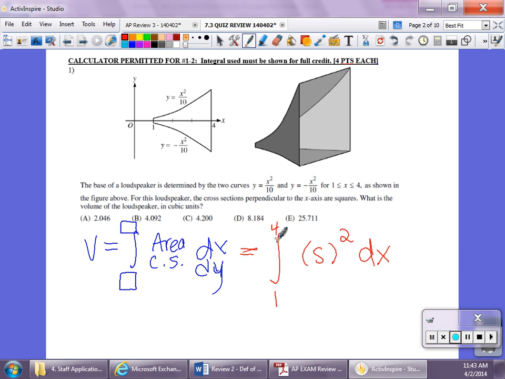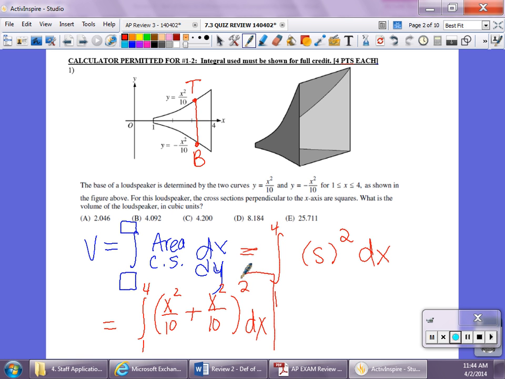Then your s, you figure that out by coming over here, drawing your segment. So this creates the square. If you want to draw the square, there it is. You don't need the whole square. How do we label this? Top and bottom. So your answer becomes the integral from 1 to 4 of the top function, which is x squared over 10, minus the bottom function, which happens to be negative x squared over 10, which means I'm going to turn that to a plus, squared dx.